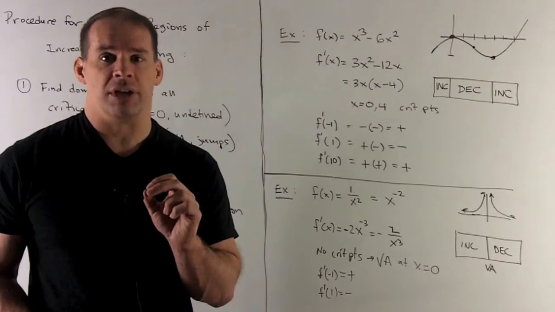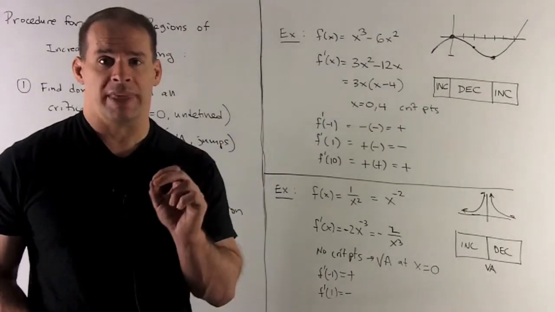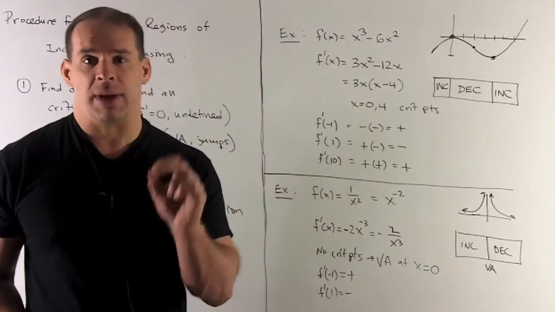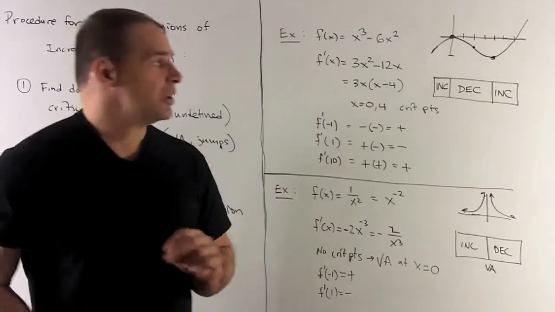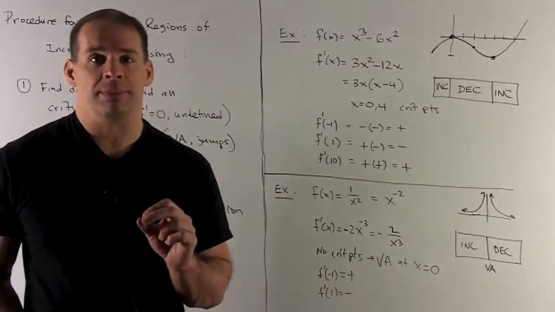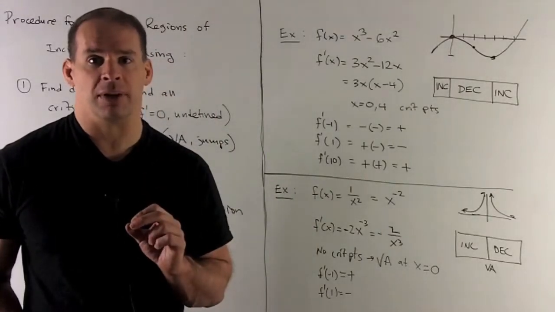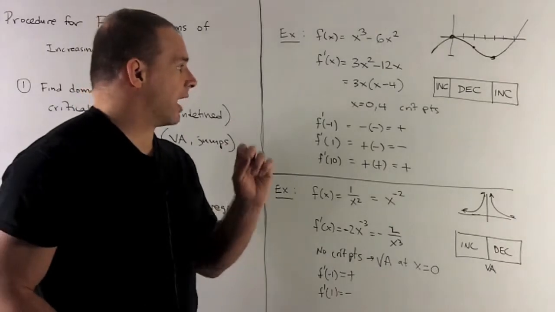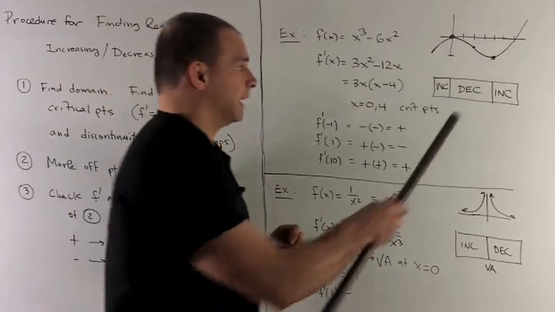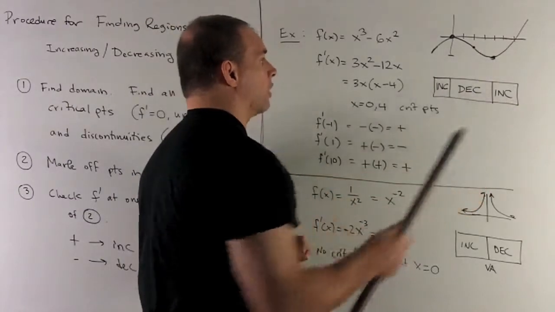Okay, 1 is in the region 0 to 4. Put that in the derivative. What do we get? I'm going to have 3 times 1 times minus 3. That's a negative. So I'm going to be decreasing in my middle region. For my final region, 10 is in there. 10 is bigger than 4. So what are we going to have? I'm going to have 3 times 10 times 6. That's a positive. So I'm going to be increasing in this far region.